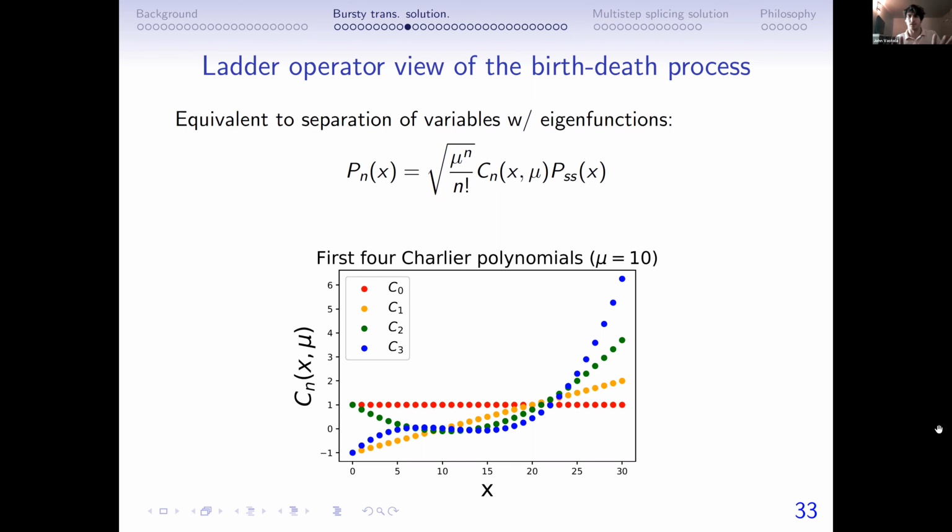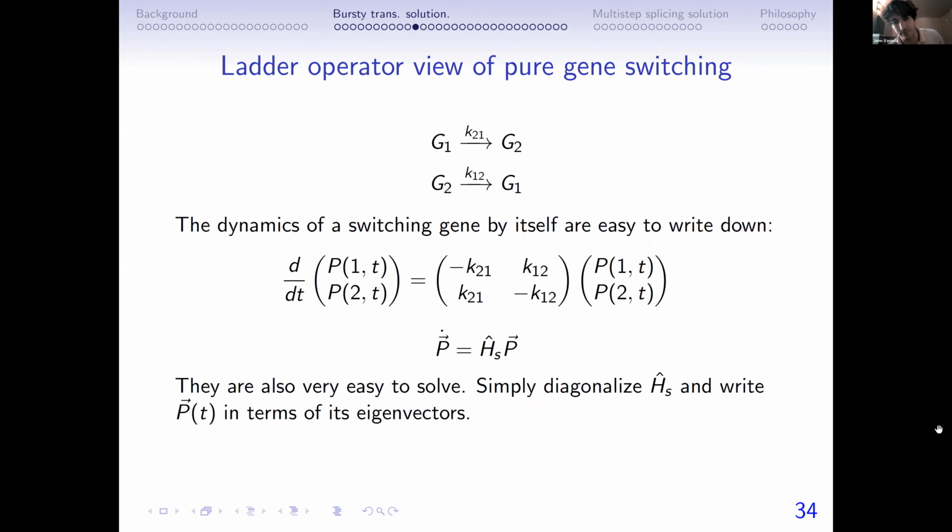Anyway, so that's birth-death. So like I said, we have our big problem, we split it up into 2 problems. We just basically solved this one the way we want. We found the right operators. Well, let's look at pure gene switching. Pure gene switching is maybe even easier. It's 2 ODEs that are coupled. You can matrixize it, and then you can solve it by diagonalizing that matrix H. So it's easy to solve by itself, but again, we're trying to solve it in a very particular way.